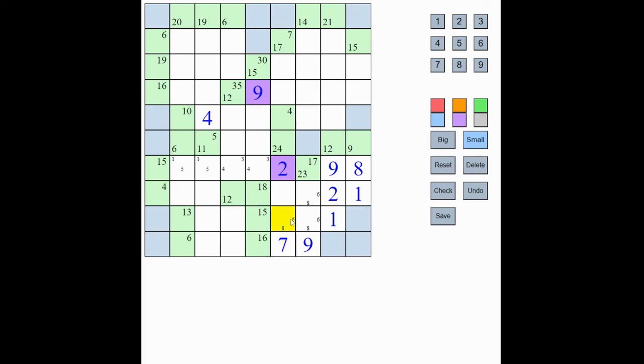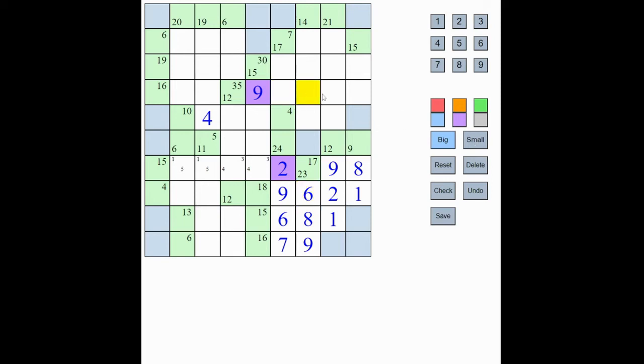So 7, 6, 2. That's 15. That would be a 3. Sorry, if 24 was the total, so 7 plus 2 is 9, plus 8, 17. So that'd be a 7. So that's a 7 or a 9. Oh, well, it can't be a 7 because we've got 7 here. So that must be a 9. So that's 9, 2, and that's a 6. That gives us 8 here, and that gives us a 6 here. And so that corner is done.